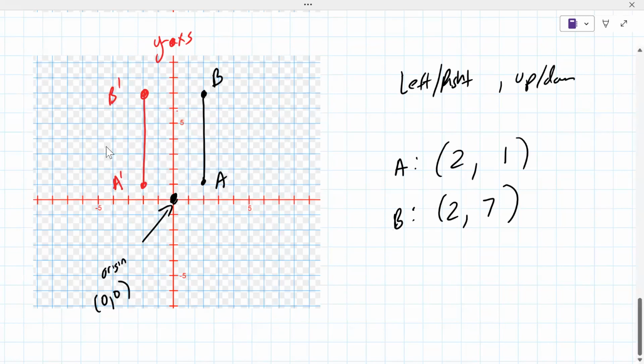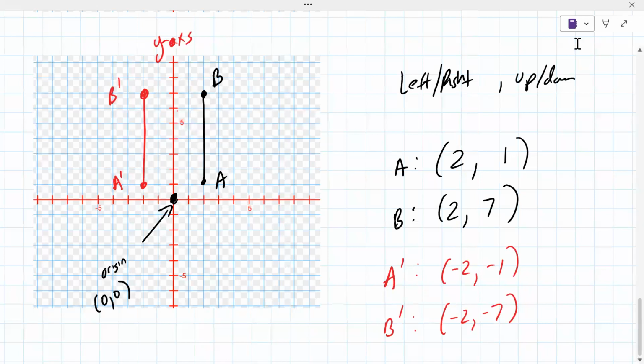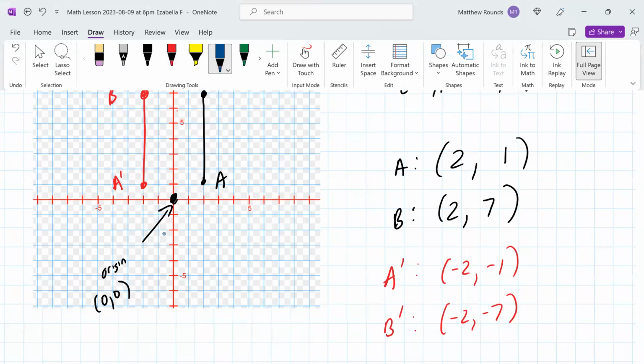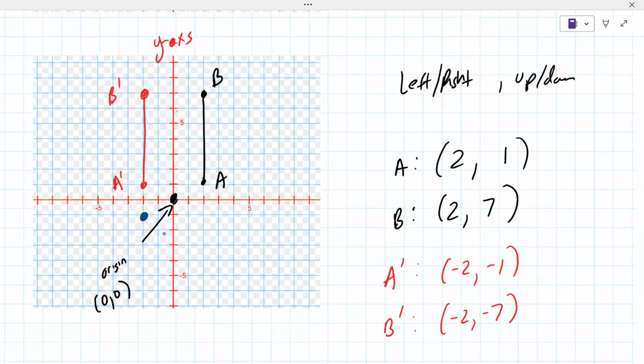So it's an A prime and a B prime. I want you to give me the coordinates of A prime and B prime. And again, you go back to the origin, and then you first go left or right, and then up or down. Okay. -2 comma -1 and then -2 comma -7. Let me plot where these points are. I'll do that in blue here. So -2, -1 is here, and -2, -7 is down here.